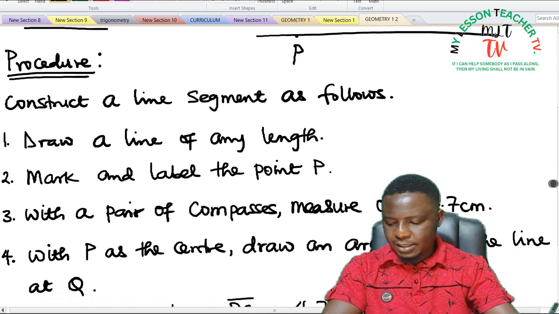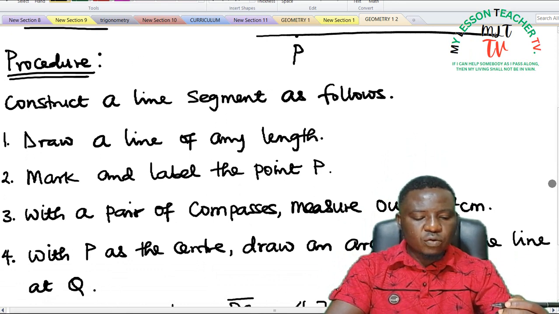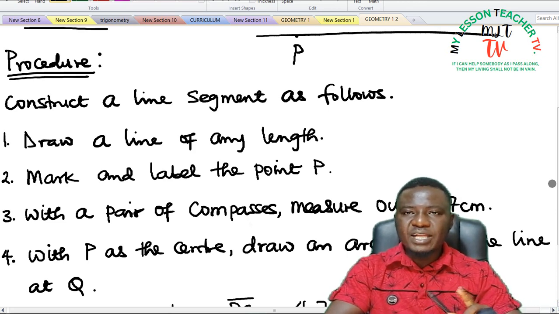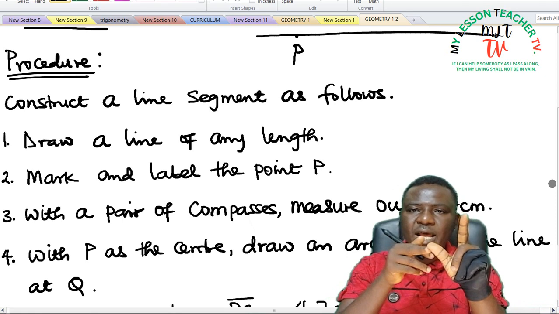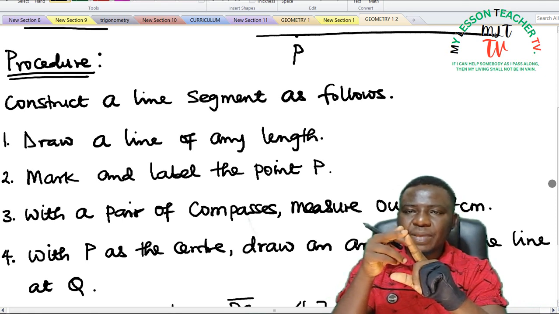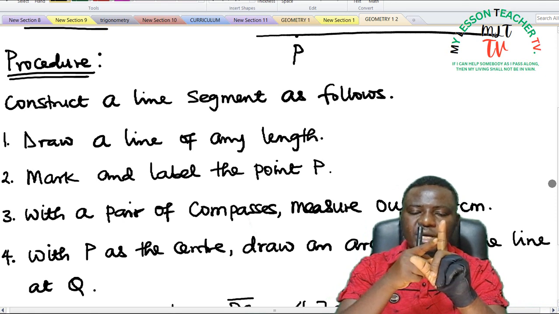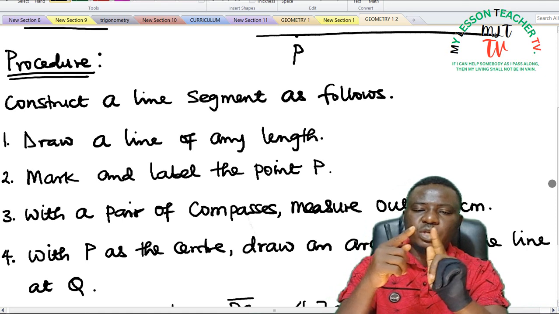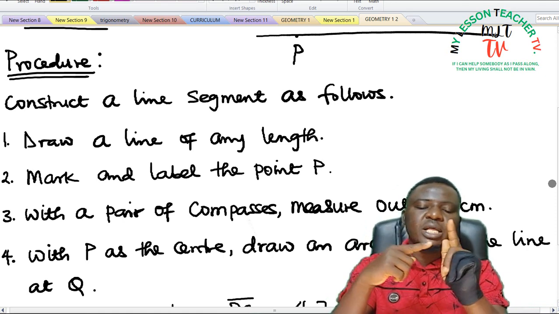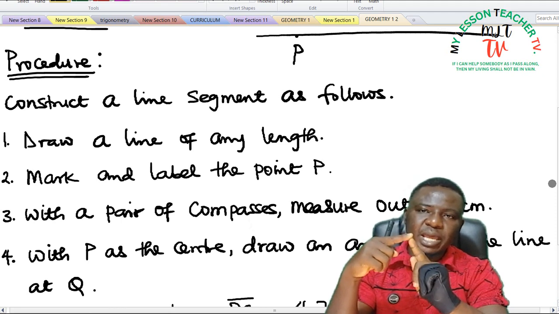Step 3 says with a pair of compasses, measure out 4.7 centimeters. Now, the compass you find in your mathematical set has 2 legs. One is longer than the other. One has a sharp edge, okay? And the other is halfway down the other, holding a smaller pencil. So all you need to do is position it in such a way that the pencil, when tightly fitted, is of equal length with the sharp edge.